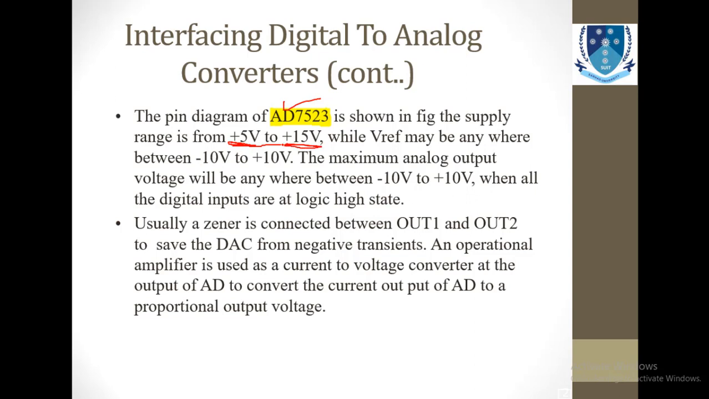So by varying your input and output accordingly, you can provide the power input. So this is the first major difference between the 808 and the 7523. The next difference you will see is the reference value. The reference value in the previous IC was only 1.